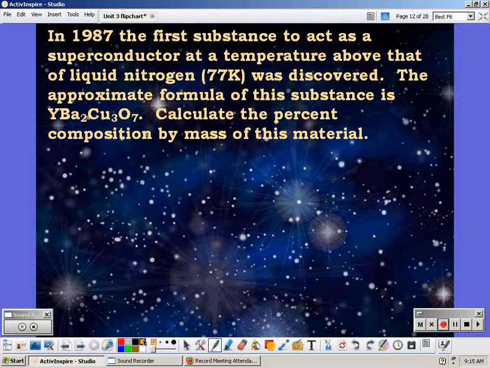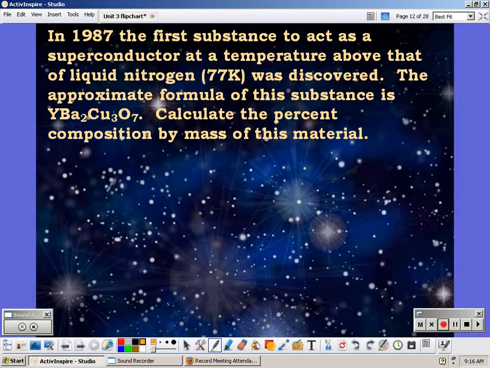In 1987, the first substance to act as a superconductor at a temperature above that of liquid nitrogen, which is 77 Kelvin, was discovered. The approximate formula for this substance is YBa2Cu3O7. Calculate the percent composition by mass of this material. So we're not specified to one of our 4 elements, so we need to find the percent mass of all elements. The first thing we want to start with is simply the mass of the compound itself.